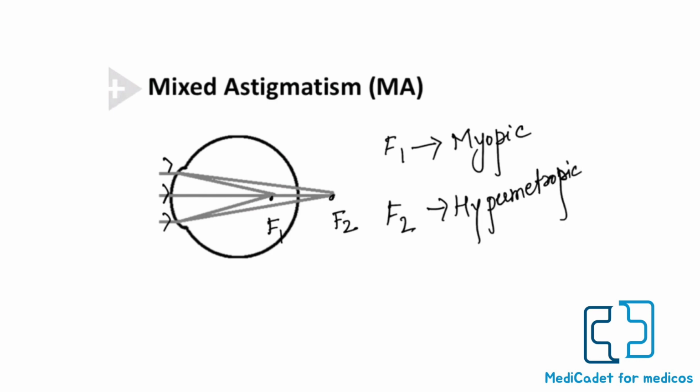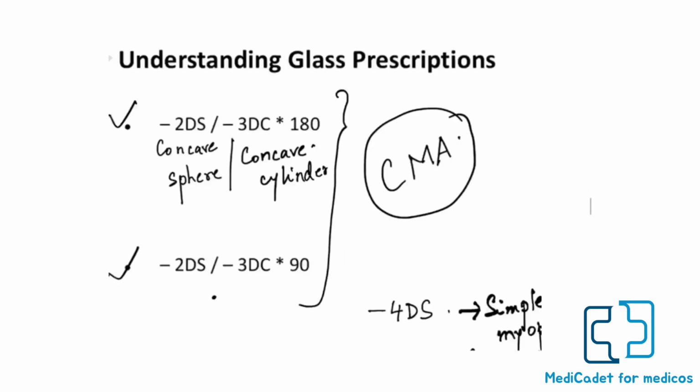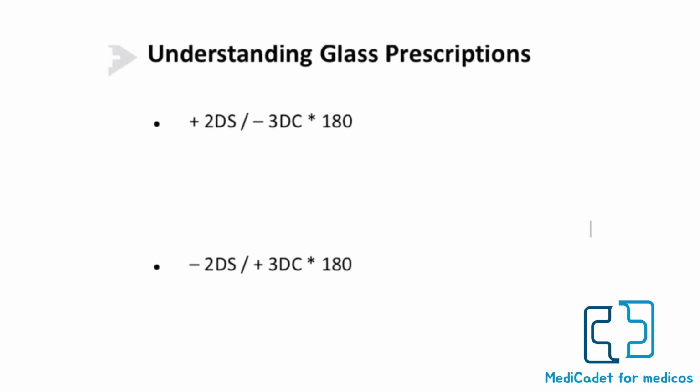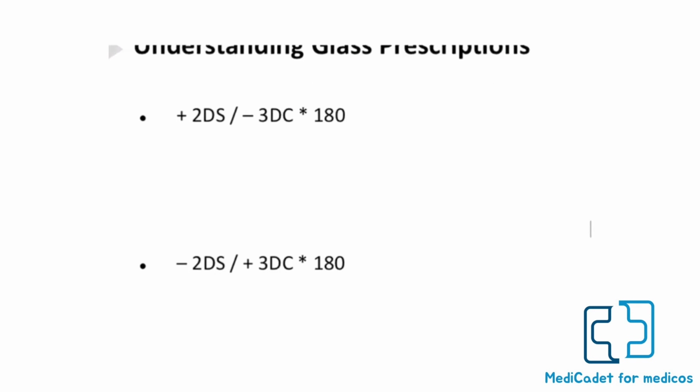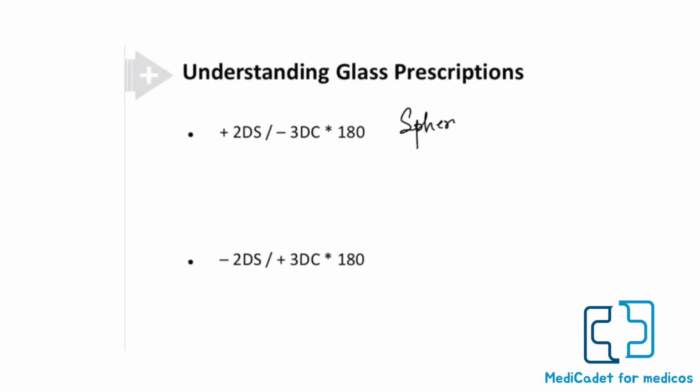Okay, now I will not really go into the details of how this translates into a class prescription because it is a little complicated and it's not actually necessary. I'll tell you how to identify this prescription. So have a look at this. This is what a prescription of mixed astigmatism looks like. Look at the first one, plus 2 diopter sphere, minus 3 diopter cylinder cross 180. And look at the second one, minus 2 diopter sphere, plus 3 diopter cylinder cross 180. So what do you see in both these prescriptions? You see that the sphere and cylinder are of opposite signs.